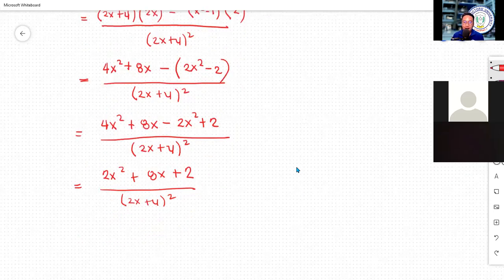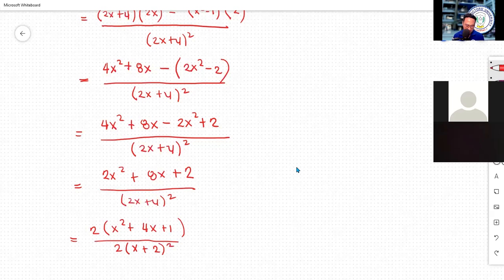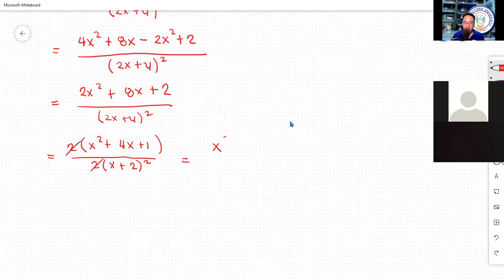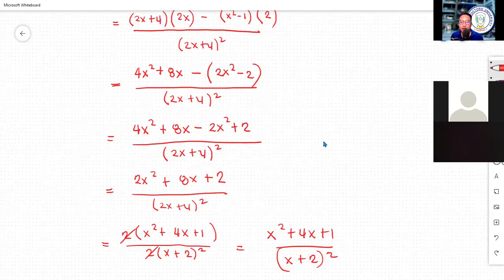Did you get this? And then I know that I can factor out 2 from the numerator, x squared plus 4x plus 1. And also I can factor out 2 from the denominator, x plus 2 squared. Yes, x plus 2 squared. And what's next? We can cancel out this 2 here. So our final answer is x squared plus 4x plus 1 over x plus 2 squared. There. Questions so far?